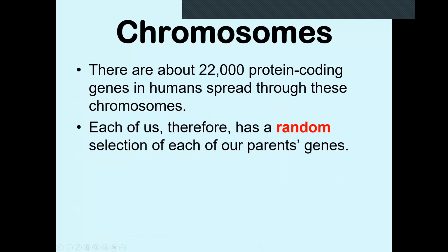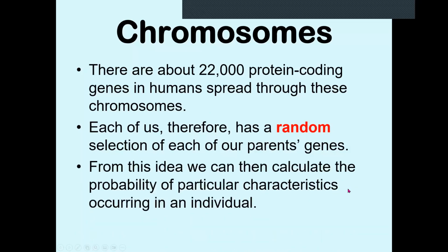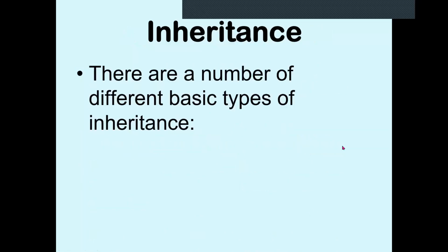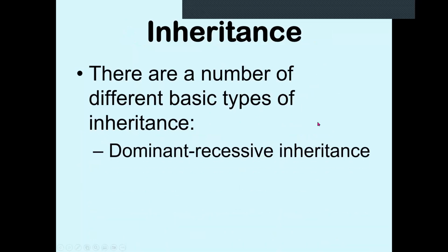Now, the genes that we have from our parents have been randomly selected from each parent. And using this idea that they are random, we can actually work out probabilities of what characteristics individuals may have. So with inheritance, there are a number of different basic types. We have what's called dominant recessive inheritance, which is what people normally understand. One characteristic is dominant to another one.